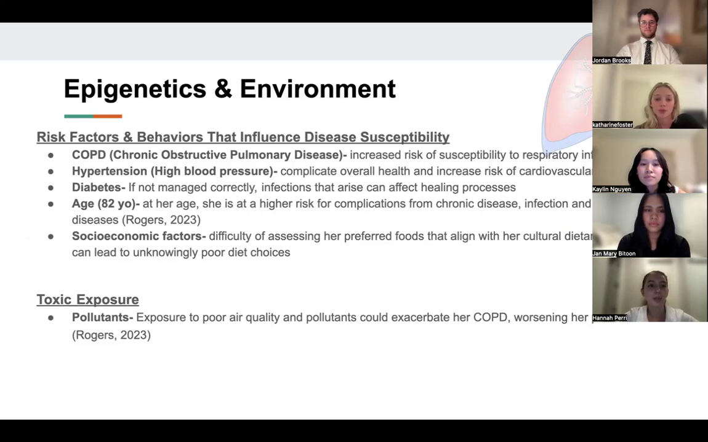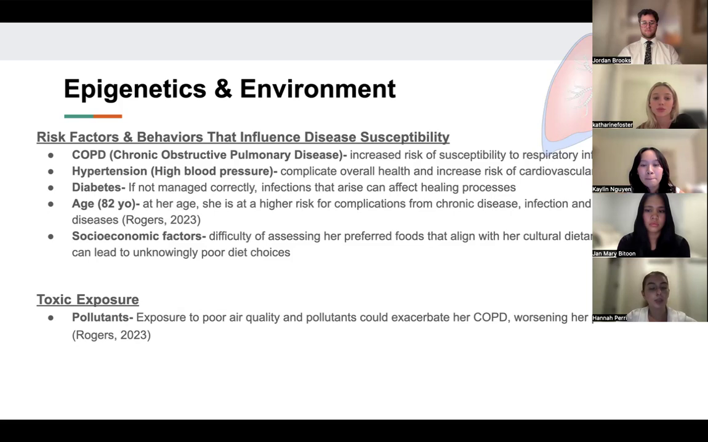Hi, my name is Hannah, and I'm going to talk about the epigenetics and environment of our patient. So to begin with, the risk factors and the behaviors that influence her disease susceptibility. I think the most important one is the COPD, which, as Catherine said, increases her risk of susceptibility to respiratory infections such as the pneumonia that she ended up coming in with. And she also has hypertension, which is that high blood pressure, and this can complicate the overall health of her body and just put her body at extra strain, which will increase her risk for cardiovascular issues.